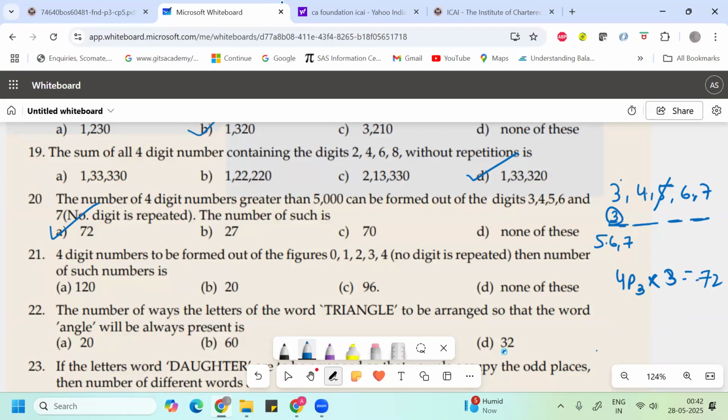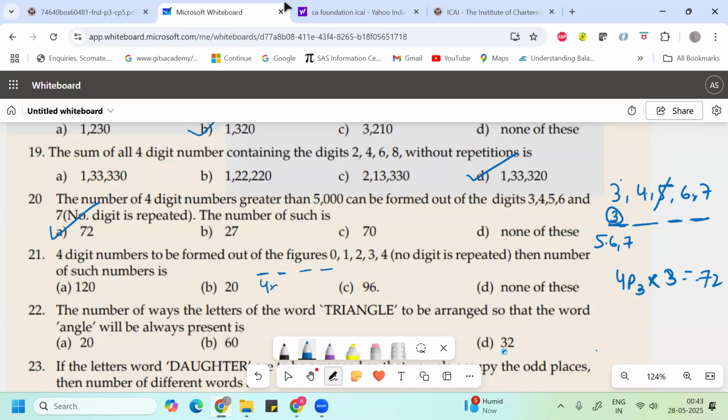Okay. Now next question, 21. A four-digit number formed from the digits. Four-digit number you want to make. So 0 cannot come here. So total 1, 2, 3, 4. 0 cannot come. 1, 2, 3, 4, any digit can come. So any of the four digits can come here.